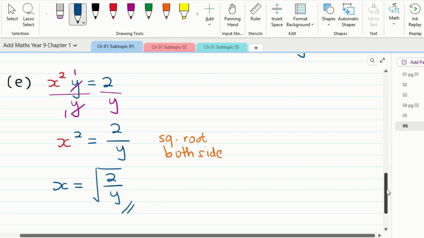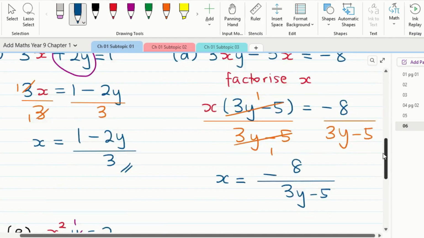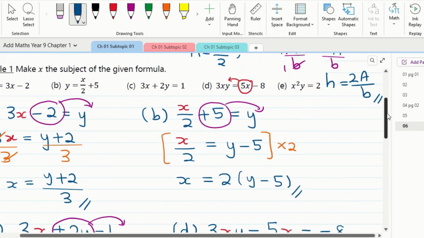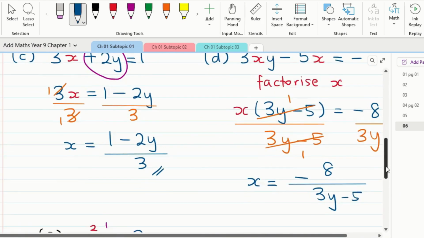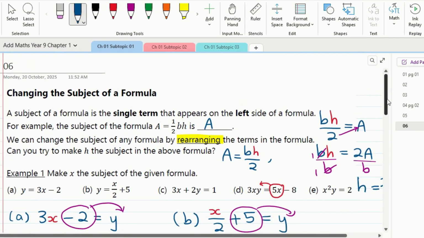So basically these are a few examples to change the subject of a formula, starting from the simplest one and then you have a more complicated one. So with that, that's the end of the video.